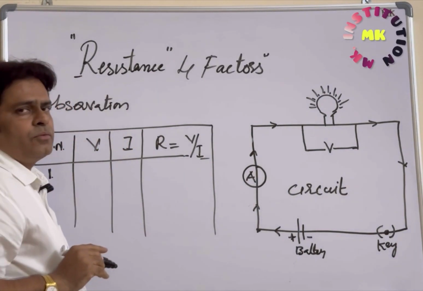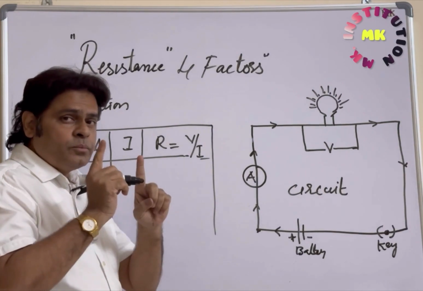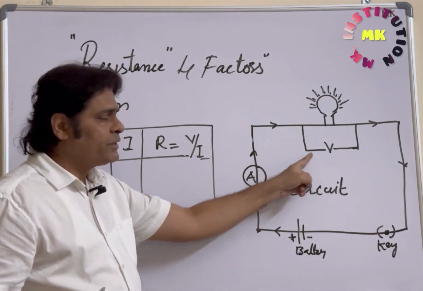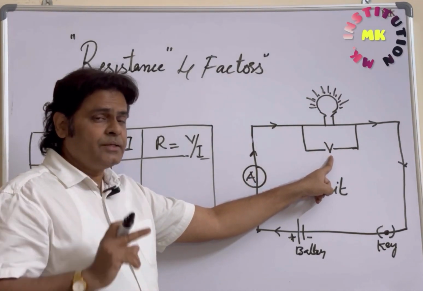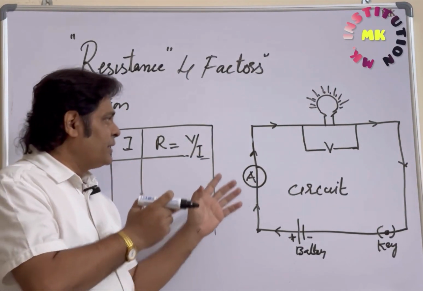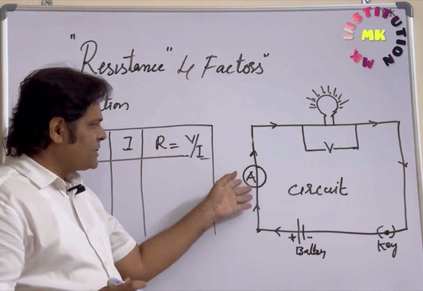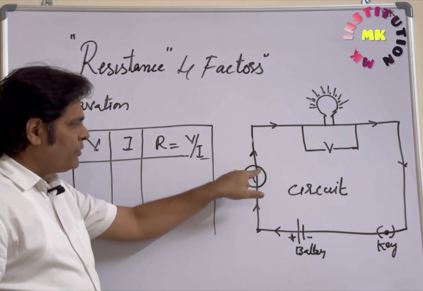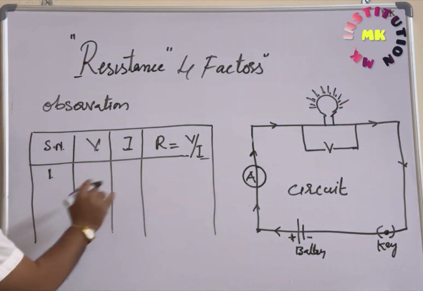One thing you always remember: the ammeter should be connected in series only. The voltmeter should be connected in parallel. Both will show readings now. The voltmeter shows the potential difference, and the ammeter shows the current. The work of the ammeter and voltmeter I have already explained in detail in one of my videos. Directly we'll go to the topic now. So the ammeter will show one reading and the voltmeter will also show one reading. Now note down those readings.